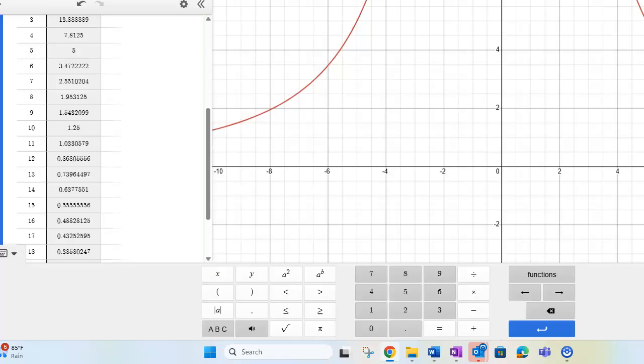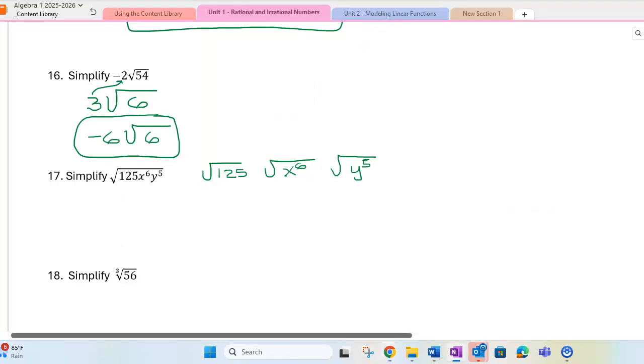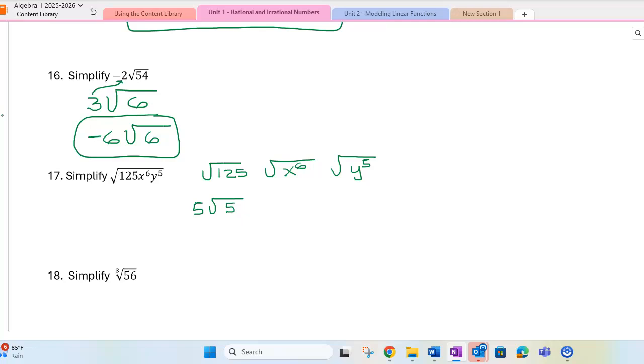Okay, let me go back to our problem. So just starting here, it is 5 square root of 5. Okay, we did the number. That's done. Now let's talk about this. So I told you all in class you have 2 ways to do this.